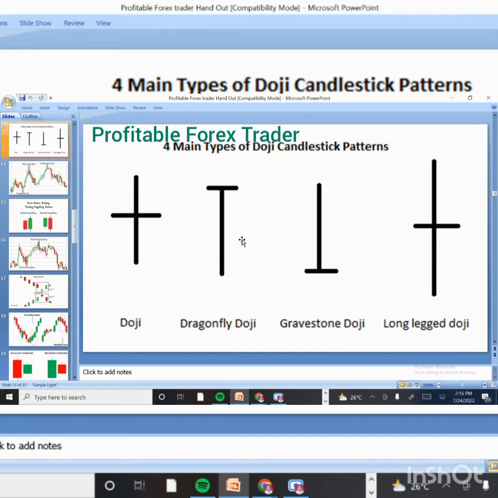Like I said previously, this long tail is called the tail of the candlestick or the shadow of the candlestick. And what it's telling us is this, that the price actually got to this point.